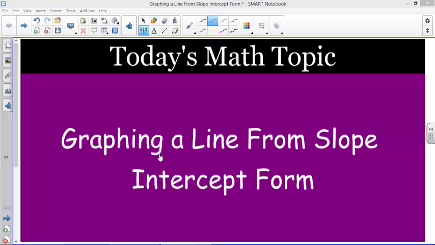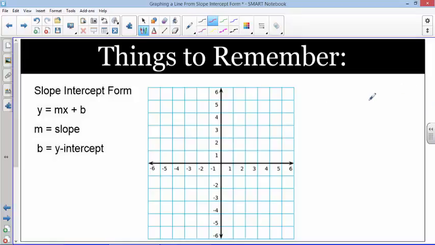Welcome everybody to today's math topic, graphing a line from slope-intercept form. So what we're going to be doing here is taking equations of a line that are given to us in slope-intercept form, and we're going to graph them onto a coordinate plane. So go ahead and pause the video right here, write down this vocabulary, draw yourself a little graph, unpause the video, come back, and we'll go over a few things.